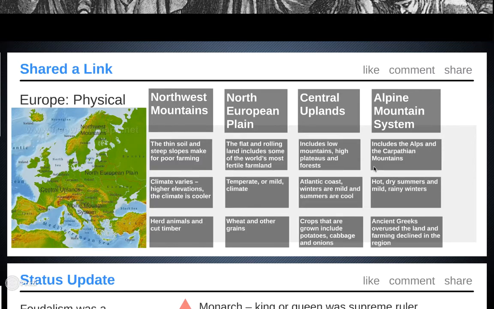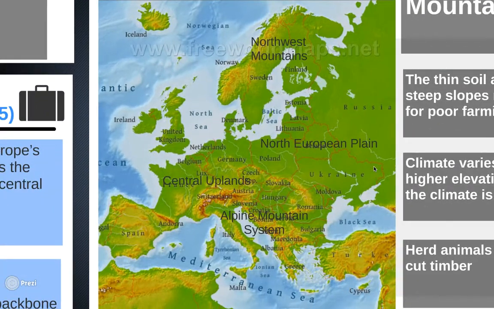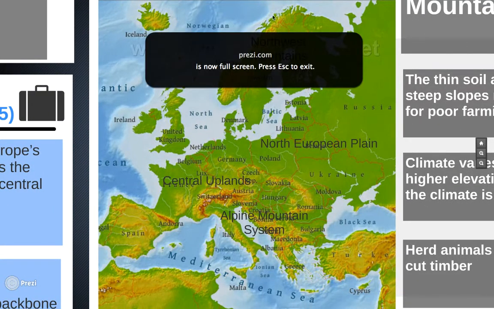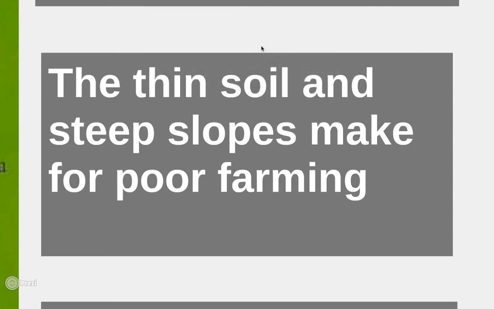Okay, here's our graph. We're going to talk about each different part of Europe, the 4 different parts. So the first one is the Northwest Mountains, which are right here up in the north. The thin soil and steep slopes make it poor for farming. So people here are not going to farm just because the land is not good.